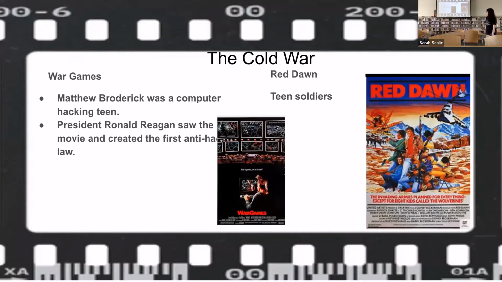Matthew Broderick, I don't know how to say it. Was a computer hacking team. President Ronald Reagan saw the movie and created the first anti-hacking law.